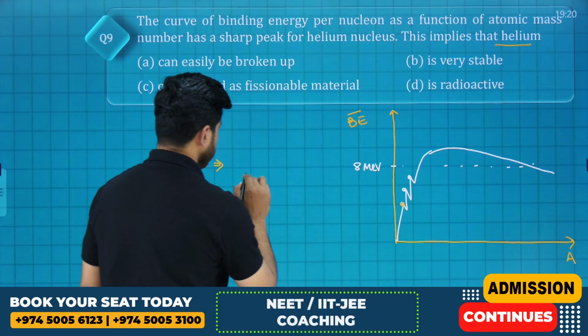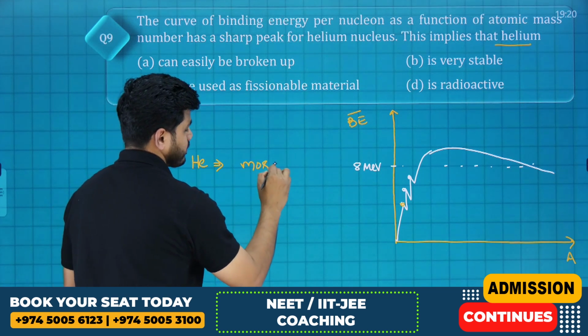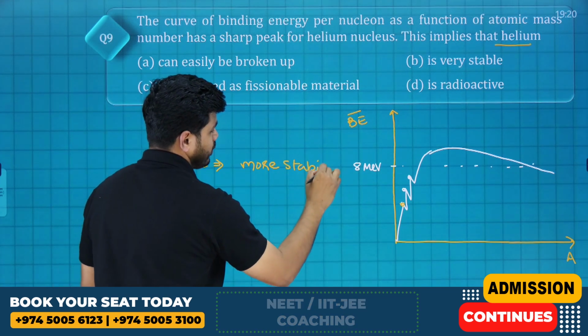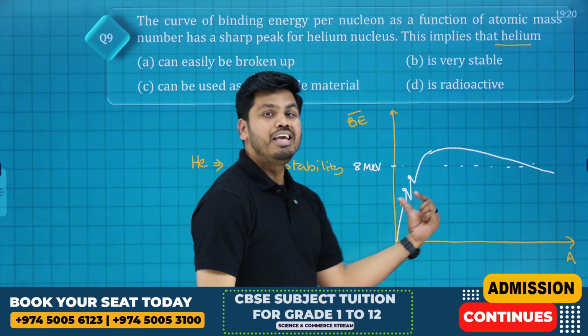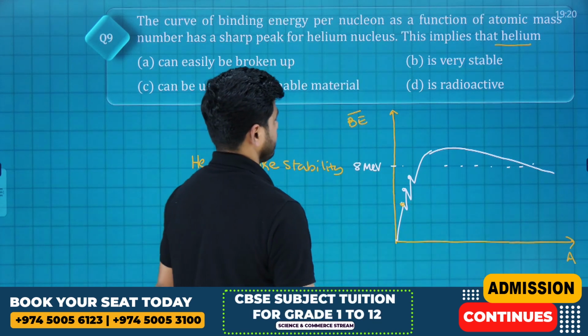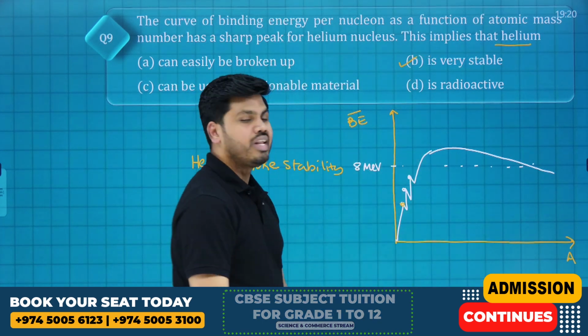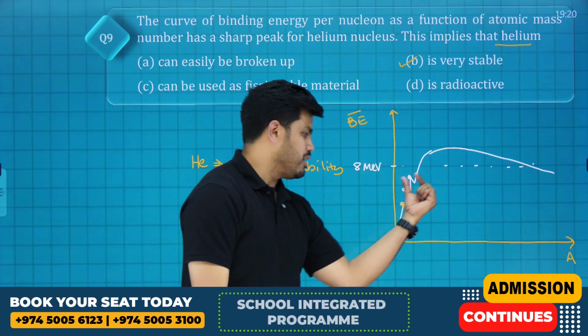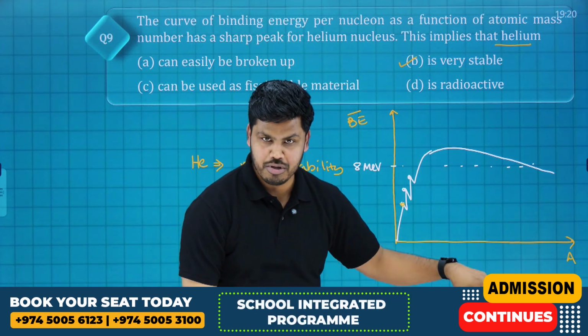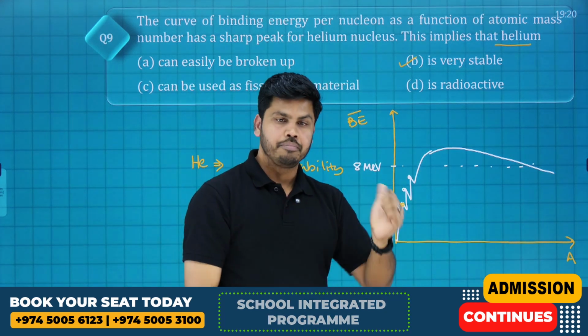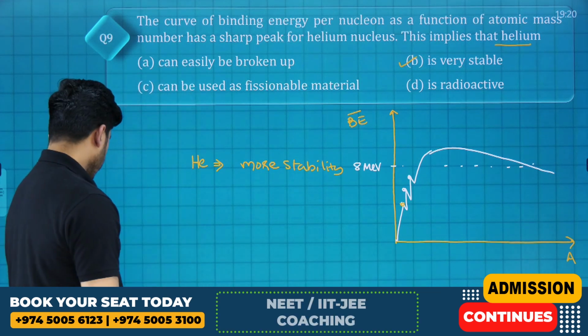More binding energy means more stable. Stability of the nucleus is more than the neighboring ones. So which option is correct? It's B, is very stable. Comparing to the neighboring nuclei, helium is more stable. That is why it is coming on the peak. Okay, right.